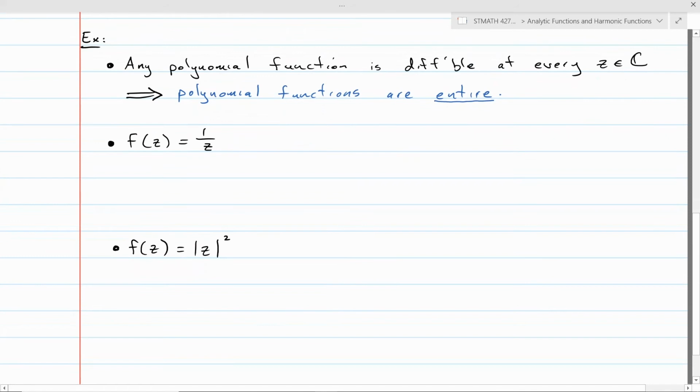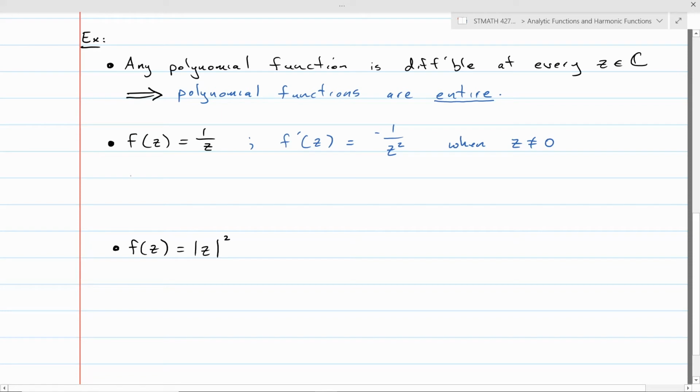And next, let's think about this function f of z equals 1 over z. In a previous example, we showed that this function is differentiable for any z not equal to 0. We know f prime of z, in fact, we worked it out, is equal to negative 1 over z squared. We used the Cauchy-Riemann equations to get that, although you can get it from the definition of derivative as well. So we know when z is not equal to 0, the derivative is negative 1 over z squared.